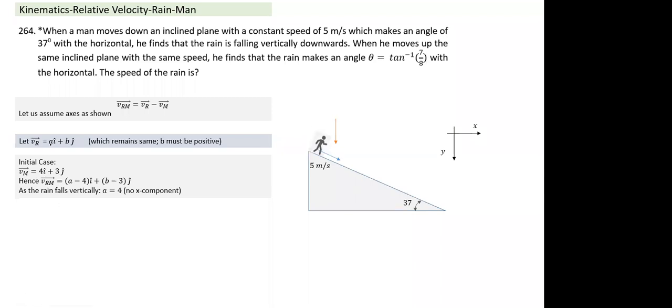Hence VRM: we subtract, so it is A minus 4 i cap plus B minus 3 j cap. It appears to be falling vertically downwards, which means VRM is in the vertical direction. It means it has no X component, no horizontal component. So it gives you A is equal to 4. Similar to the previous question, nothing new. Now we have a second part.